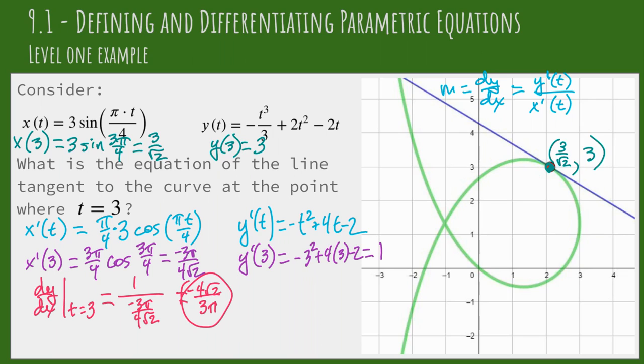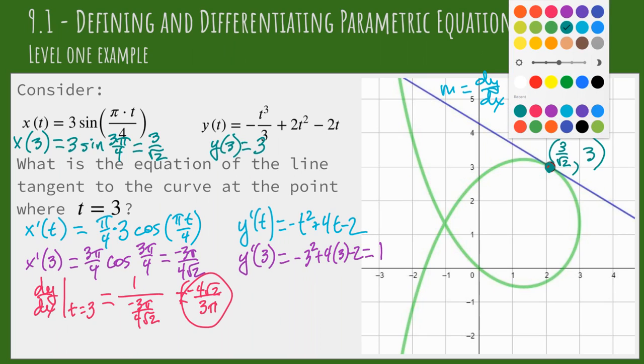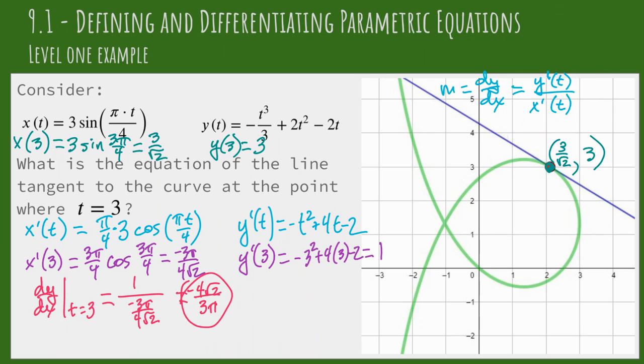So we know the slope of that line. We know the coordinates of the point. So putting those two together, we can just use the point slope formula. And when we do that, we're going to get y minus 3 is equal to -4 square root of 2 over 3 pi times x minus 3 over square root of 2.